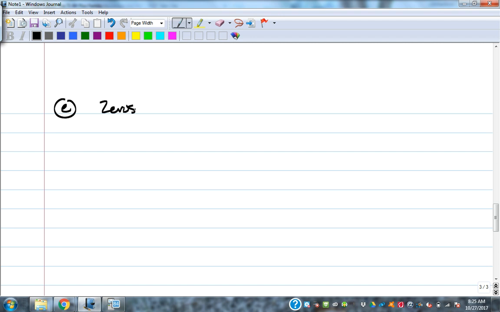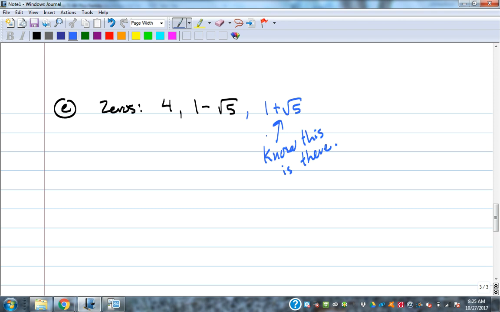Here are your zeros. 4 and 1 minus the square root of 5. Which one did they not tell us about? 1 plus the square root of 5. Oh, this is there. Okay. They didn't tell us about that one, so we've got to bring it to the table because they're not going to tell you about it.